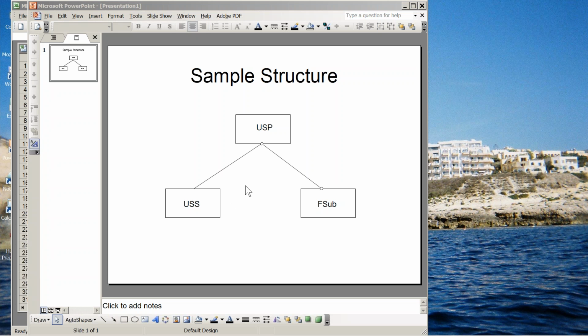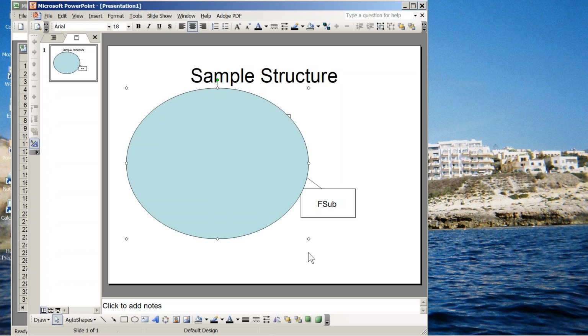On the screen is a sample structure. I'm not going to distribute this because it's pretty simple. A U.S. parent owns a U.S. subsidiary. The parent and the sub file a consolidated return. So we've got a consolidated return including these people. The foreign subsidiary is not in the consolidated return, which means we have not checked the box on it.